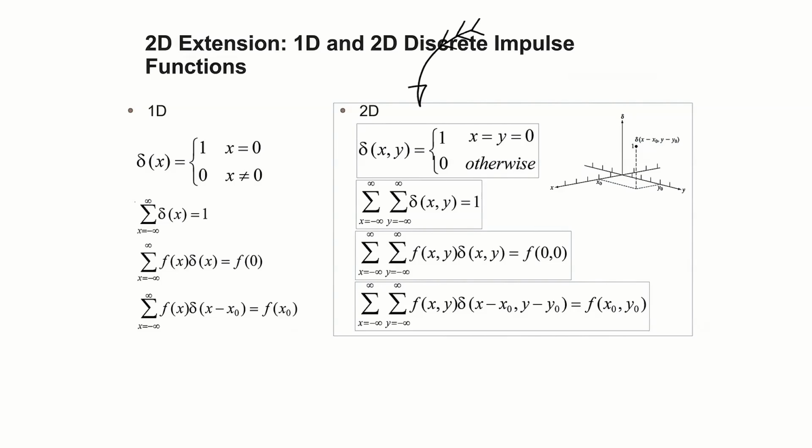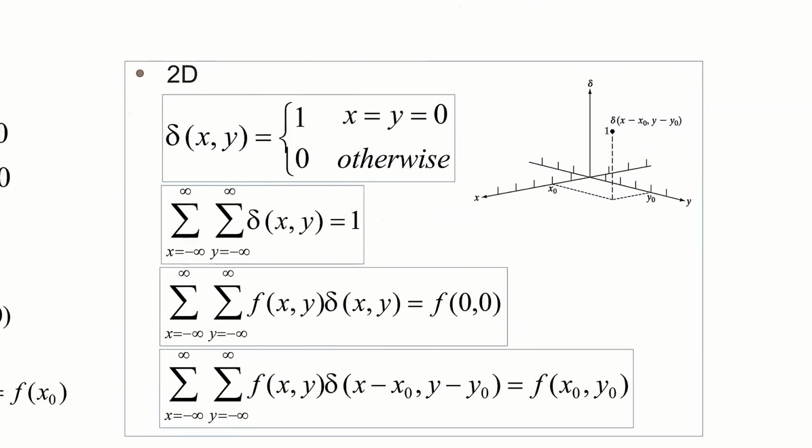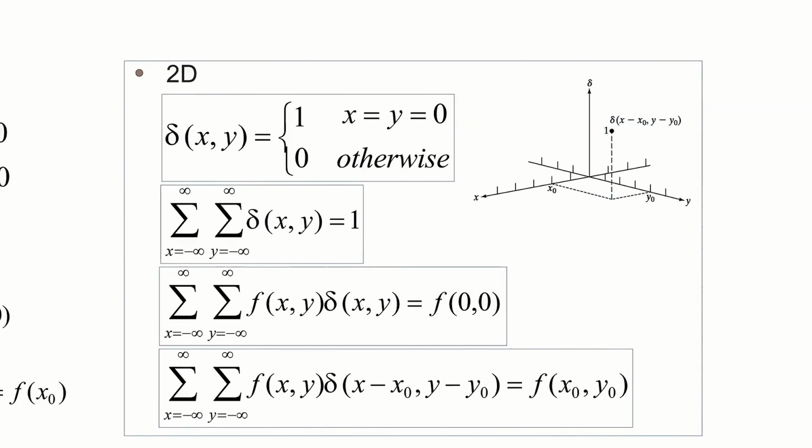Similarly here in 2D, the same definition goes to 2D, and this is the figure I was talking about. Let's say I'm saying delta of x minus x naught and y minus y naught, it will be represented like this. You can see this is a very good figure in 2D. And x naught and y naught can be the same, or not.